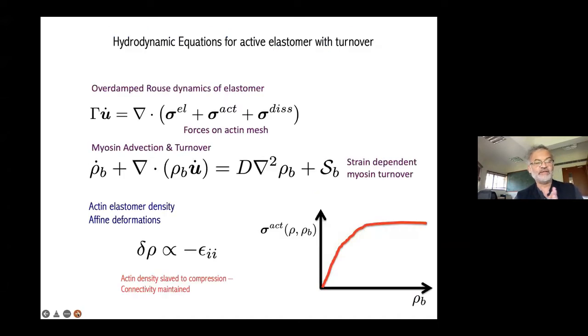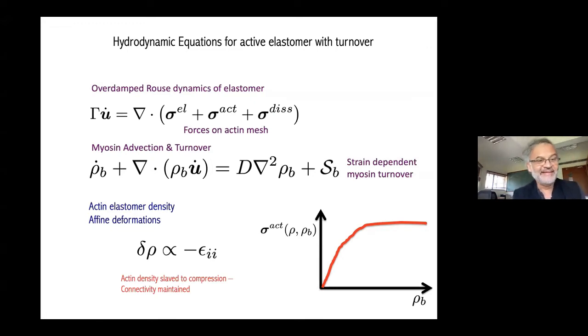The idea now is to write down hydrodynamic equations for both the displacement field of the elastic mesh and the bound and unbound myosin. We'll assume that the system is highly overdamped, so you have a balance between frictional forces on the left, and on the right the sum of the local forces acting on the myosin mesh. Sigma EL is the elastic part of the stresses, which will be taken to be purely linear elasticity. The second term is the active stress generated whenever a bound myosin species attaches to the meshwork. And the last term is the dissipative stress, which is proportional to the local viscosity.